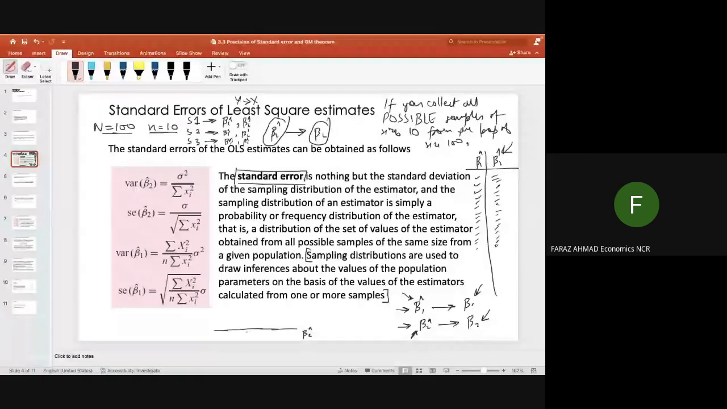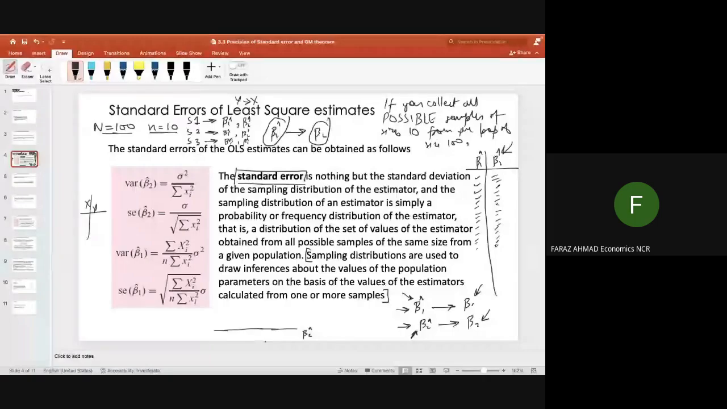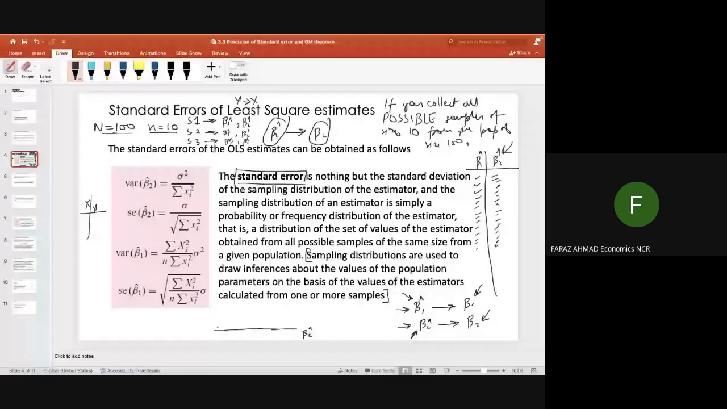Of course, the values would not go very far away. They would be in some range, right? It depends upon the values of x and y in the population, because this beta 2 hat is collected from samples taken from the same population, and there is some range of x and some range of y, and these are the two things which make this beta 2 hat. So there will be some range, but the distribution of the values would be more dense in some range.